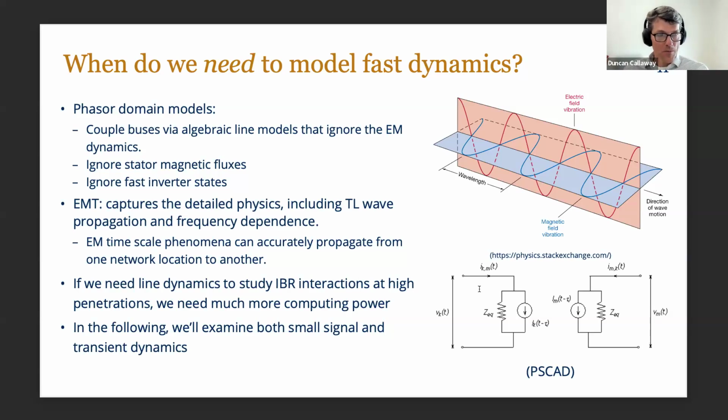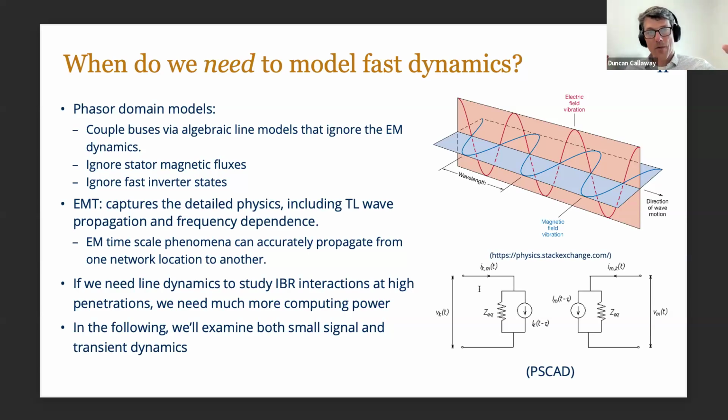But then also one ignores very fast timescale dynamics like stator magnetic fluxes and the fastest of the inverter states. Whereas an EMT simulator captures all those detailed physics, including transmission line wave propagation, frequency dependence on the transmission line, as well as these other factors like magnetic flux dynamics and so on.